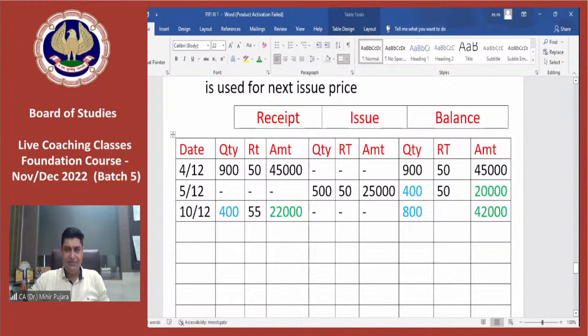Quantity plus quantity and cost plus cost, and then 42,000 divided by 800, that is 52.5. Clear, friend? Quantity plus quantity, cost plus cost, and then total cost divided by total units equals the weighted average rate. I hope it is clear.